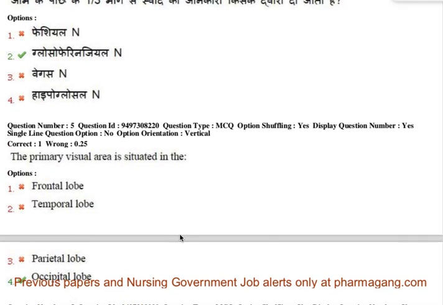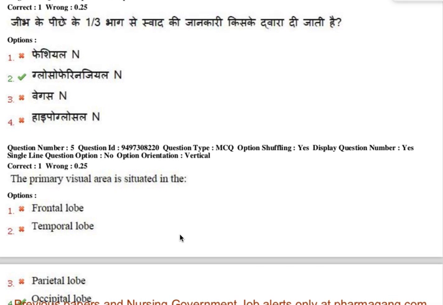Next question. Question number 5. The primary visual area is situated in the. Right answer is occipital lobe. The primary visual area is situated in the occipital lobe.